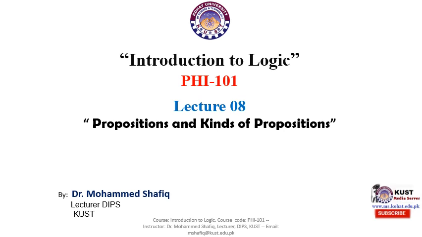As you might remember, in the beginning, when defining logic, we discussed time and again that logic is the study of those methods and principles which distinguish between correct and incorrect reasoning. Now, reasoning, in other words, is generally called argument. And the main concern of this whole course, Introduction to Logic, is about argument. Throughout this course, we'll try to understand what are the correct arguments and what are the incorrect arguments.